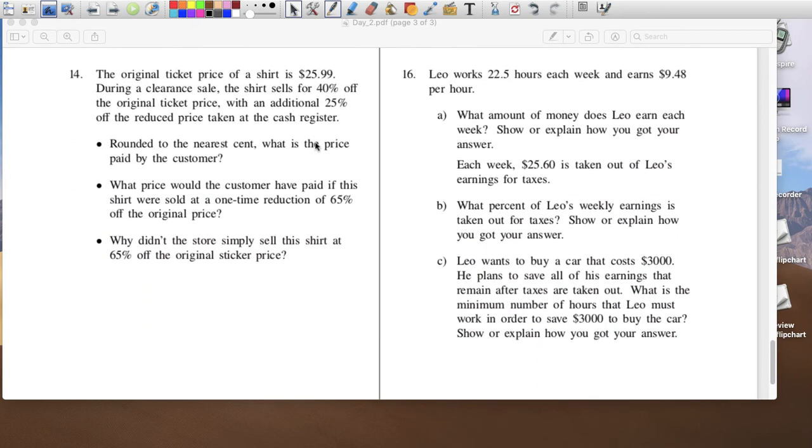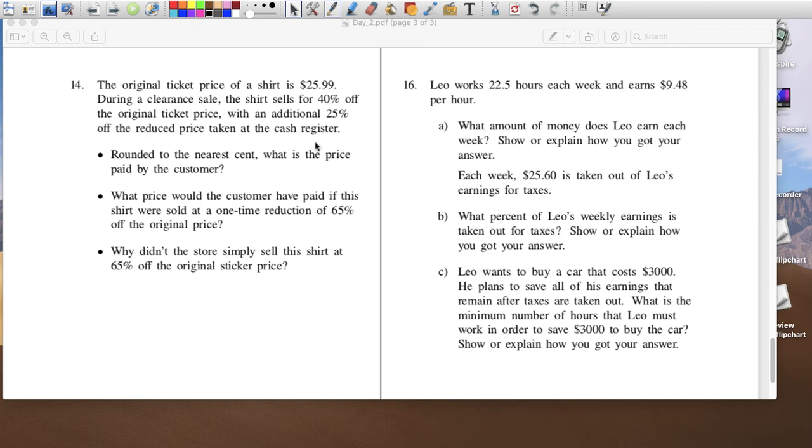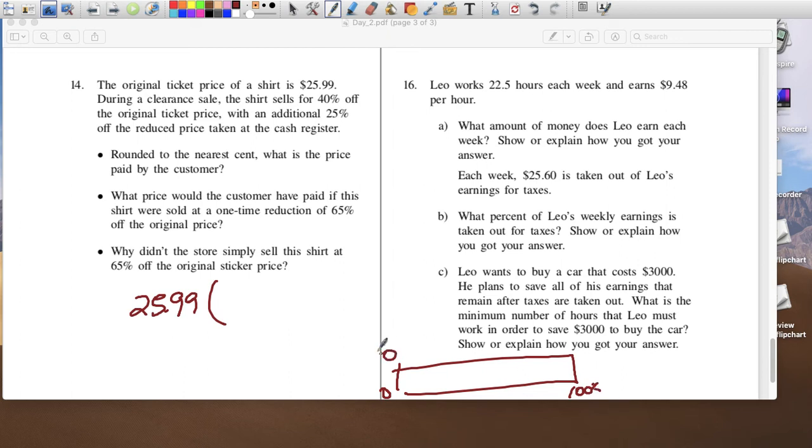14. The original ticket price of a shirt is $25.99. During a clearance, the shirt sells for 40% off with an additional 25% off. So let's calculate that. If you have $25.99, think about this for a second. If this is 0%, 100%, $0, and 100% of your value, you're at $25.99.